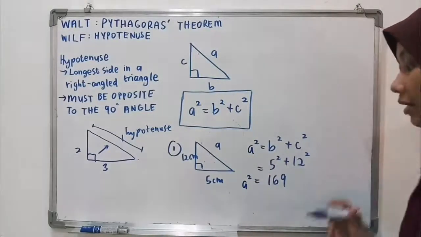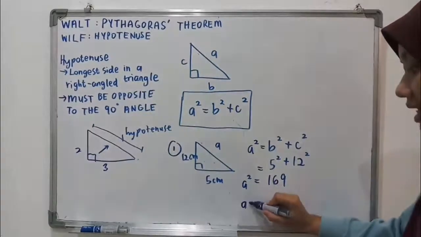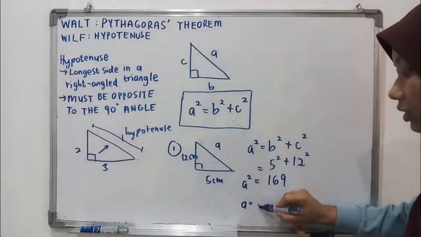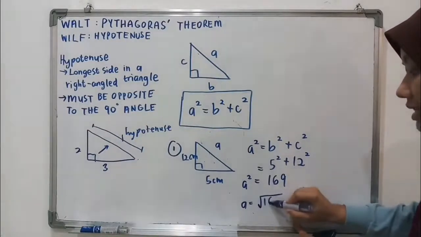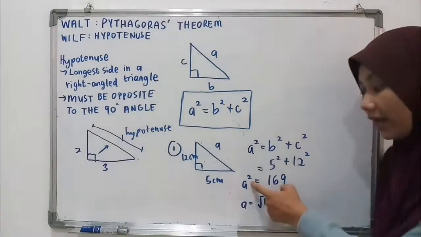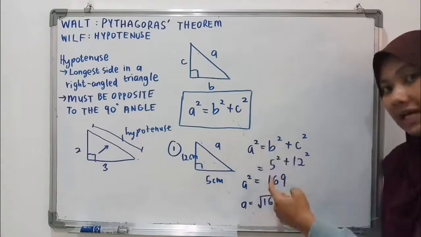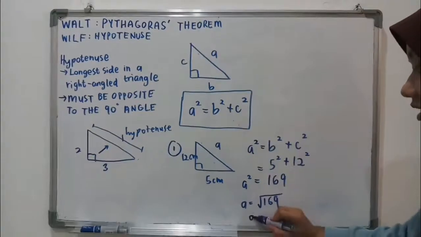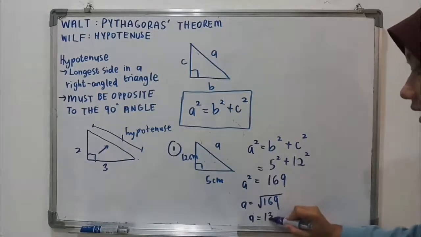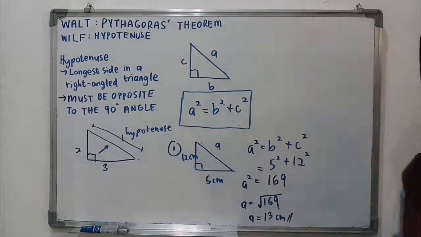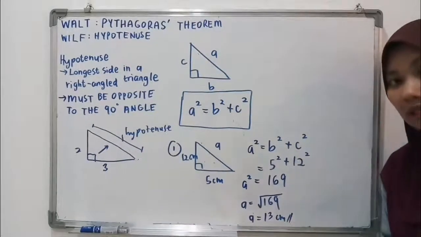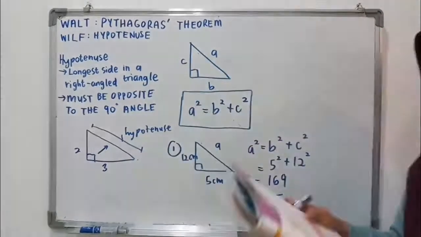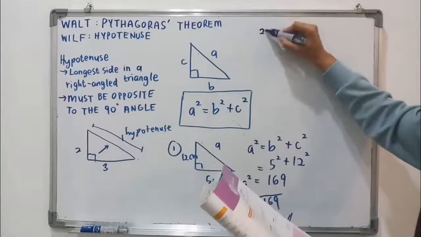So how to get A? To get A, you take the square root of 169. The square crossing the equal sign becomes square root. You just press your calculator, and you will get A equals 13 cm. So that's how you do it. If you don't understand, pause and try to do it on your own. Now, question number 2.